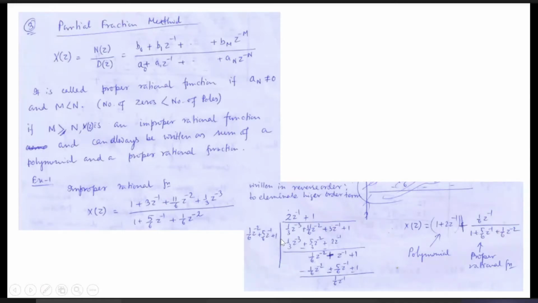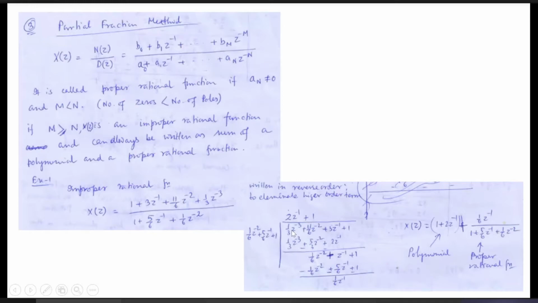But here the way we write, it is written in reverse order to eliminate the higher order term. So higher order terms are written first. So 1 by 3 z to the power minus 3 plus 11 by 6 z to the power minus 2 plus 3 z inverse plus 1. And here also we write this way.